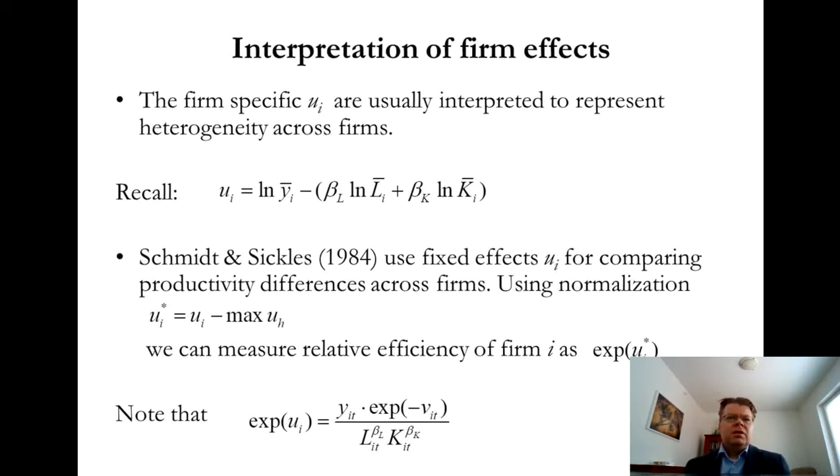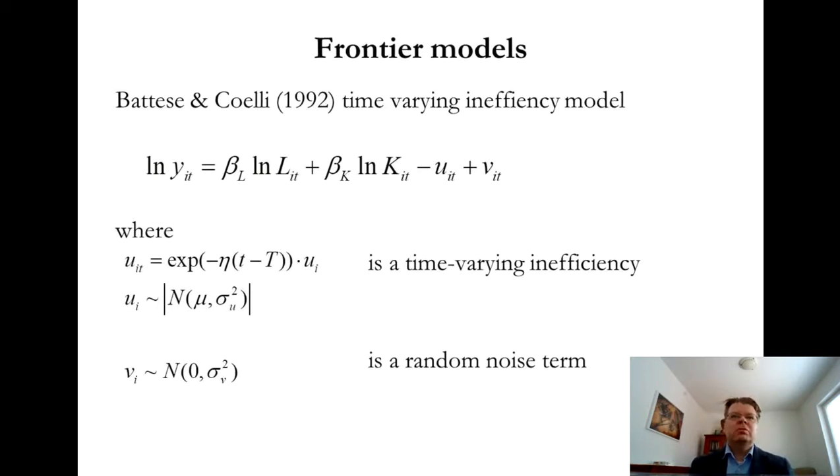So this Schmidt and Sickles interpretation, of course, makes a relatively strong assumption that these heterogeneity terms u_i, first of all, are due to efficiency differences between companies. Another strong assumption here is that u_i is time invariant. So there is quite a large stream of so-called frontier estimation models where this u_i is also made time varying. One of the most popular specifications is the so-called Battese and Coelli model from the early 90s, where there is some specific parameterization of this time-varying inefficiency term u_i.